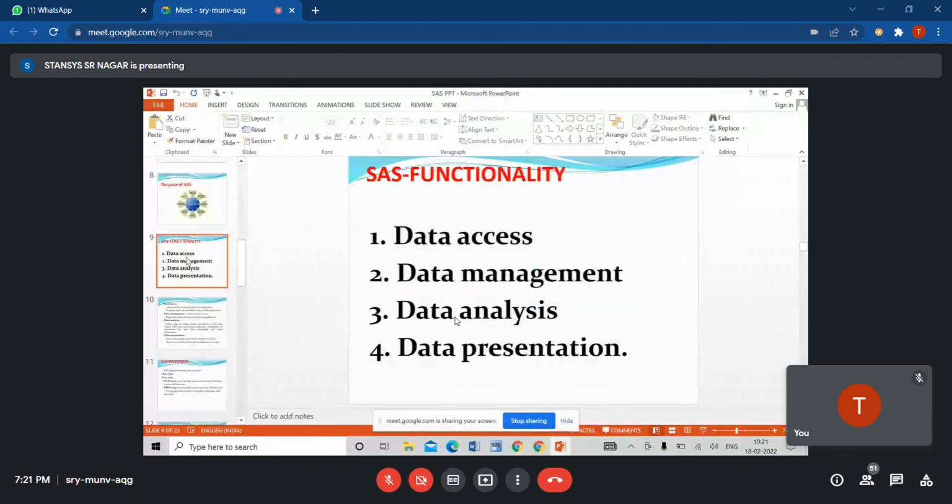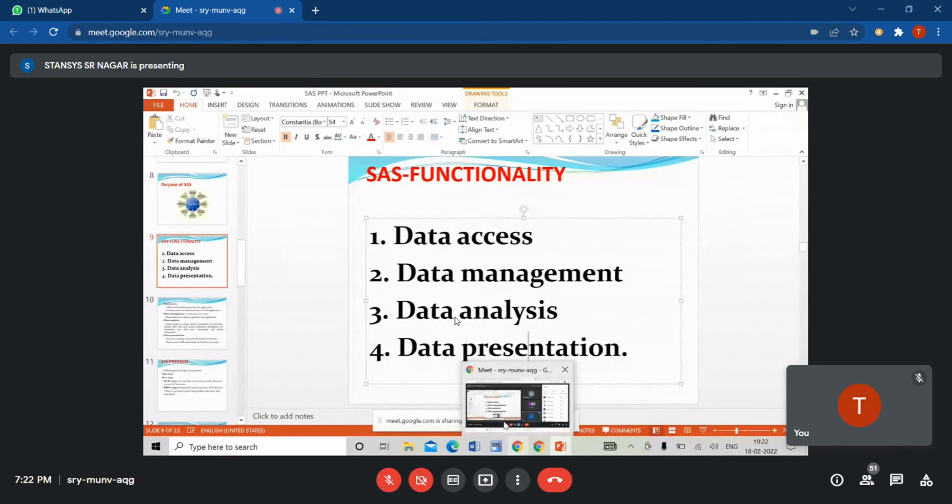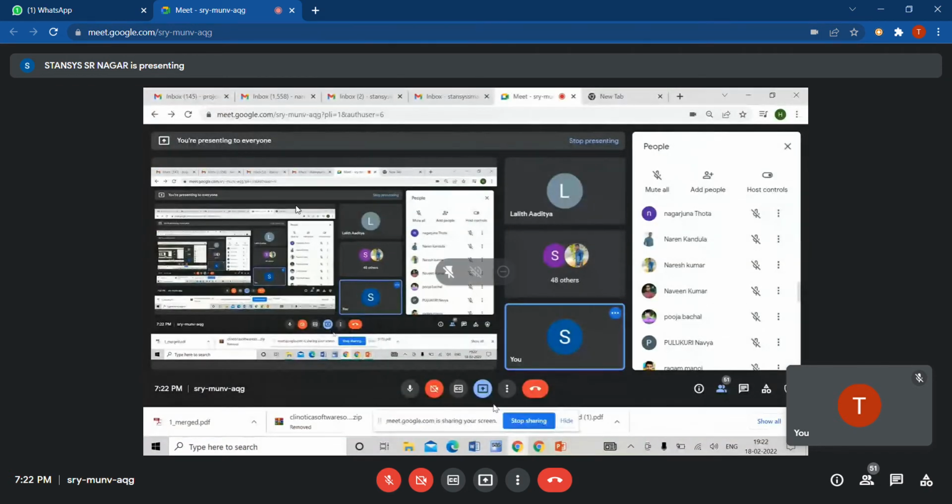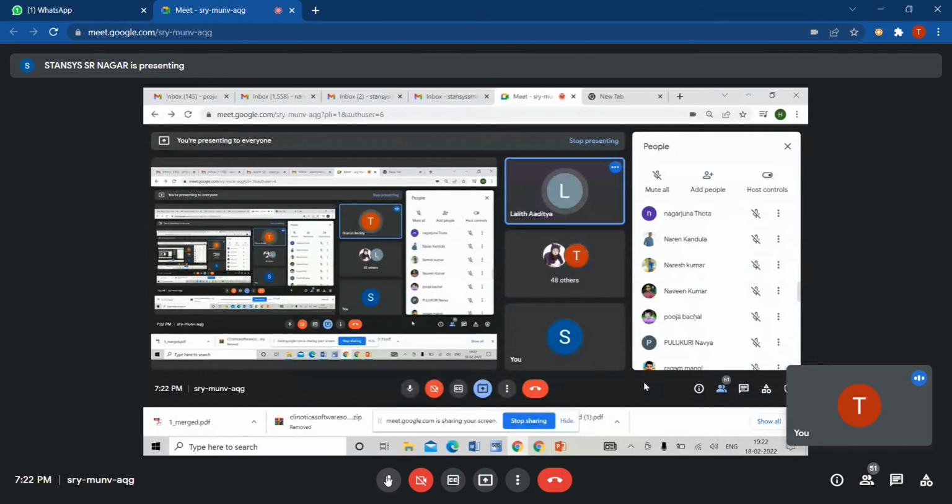I think Sir was already discussing with you these 4 functionalities: data access, data management, data analysis, and data presentation. Sir is discussing with you or not? Fine, I'll discuss the 4 steps. Actually today Sir did not come, so I'll take a brief session and parallelly explain about our insured benefits.